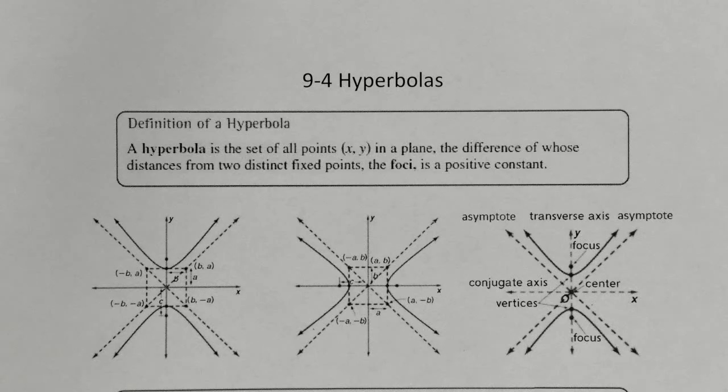Okay, so the last of the four conic sections that we're going to be looking at are hyperbolas. And so for the definition, a hyperbola is the set of all points in a plane, the difference of whose distances from two distinct points, which are the foci, is a positive constant.